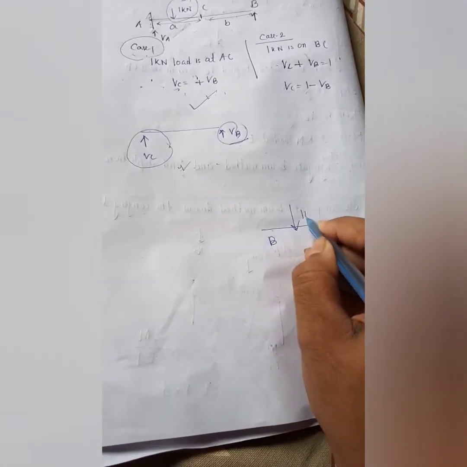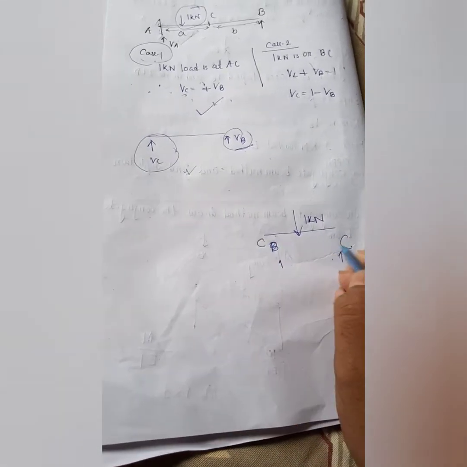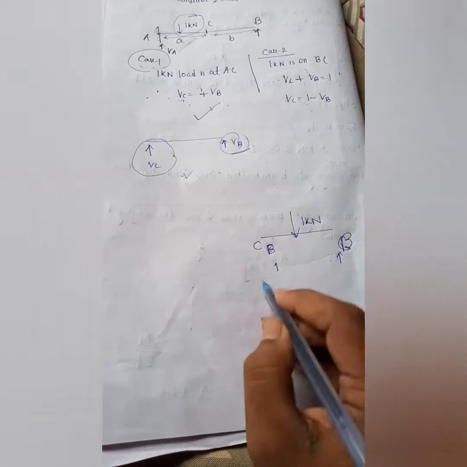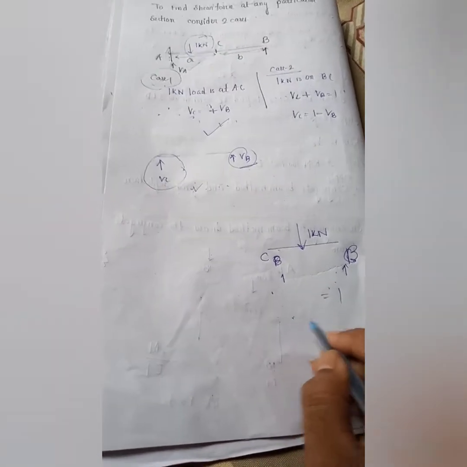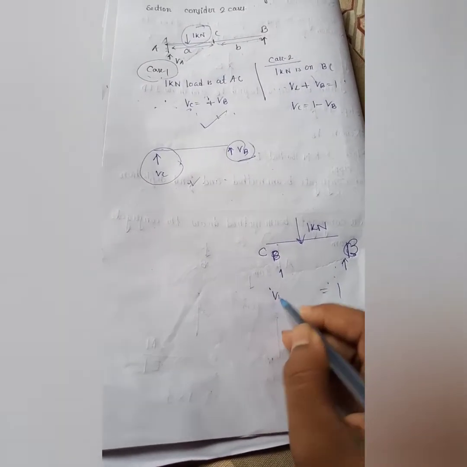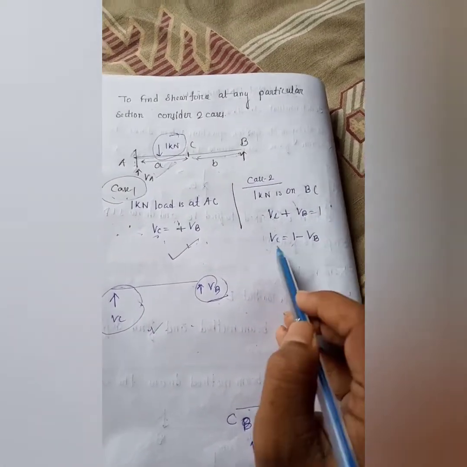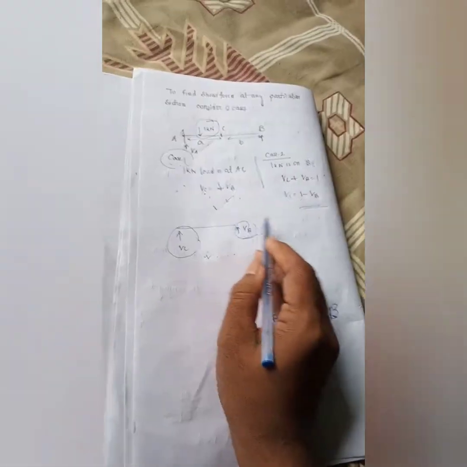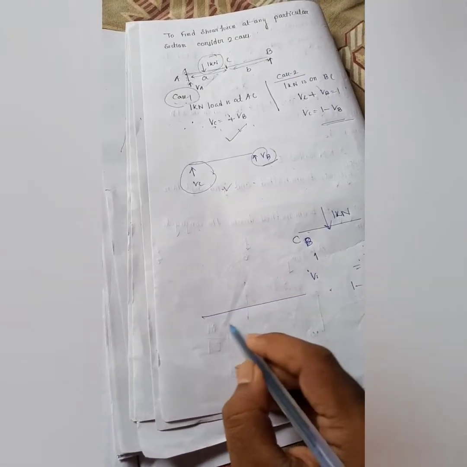What will be this? 1 kilonewton downward, and BC, sorry, it will be C and it will be B. Okay, it doesn't matter. So BB and BC will be upward. So BB plus BC equal to 1 and BC equal to 1 minus BB. I have drawn here BC plus BB because they both are upward and one is downward. BC will be 1 minus BB. Now we have the values of BB and BC, and all this from here we can use the values and we can draw the ILD. The ILD will be like that.